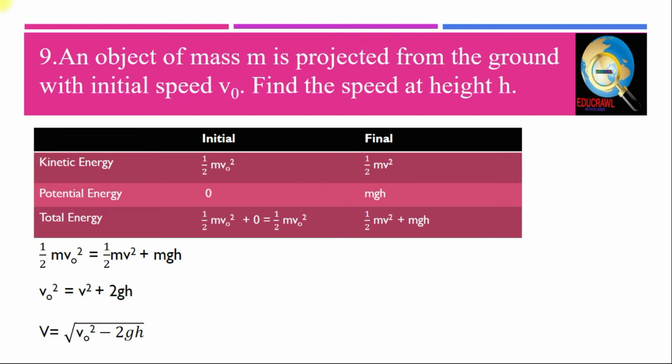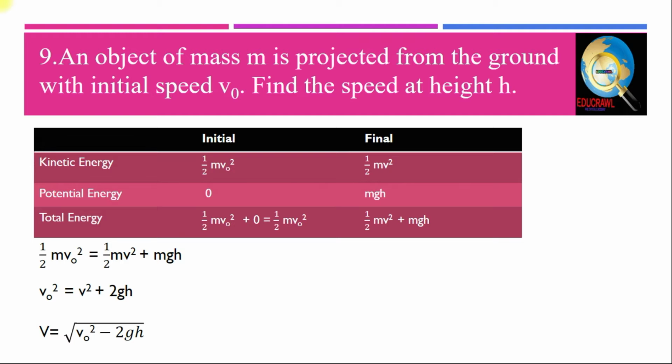Since it is on the ground, the potential energy will be 0. So the total energy is the sum of potential and kinetic energy, which is 0 plus half m v0 square, which is equal to half m v0 square. After it reaches a height h, it will have potential energy as well as kinetic energy. Potential energy is mgh, kinetic energy is half mv square, where small v is the velocity at that height. So here the total energy is half mv square plus mgh.